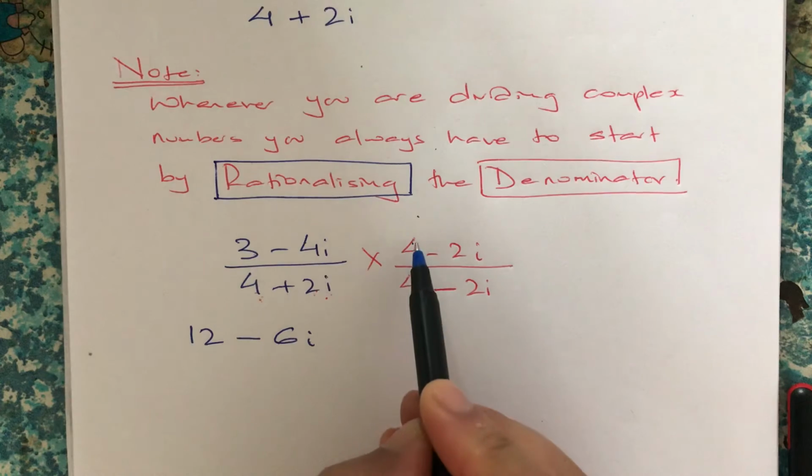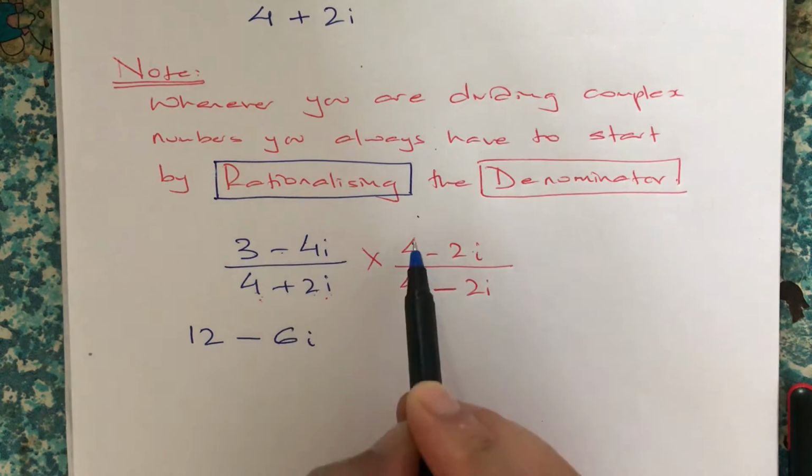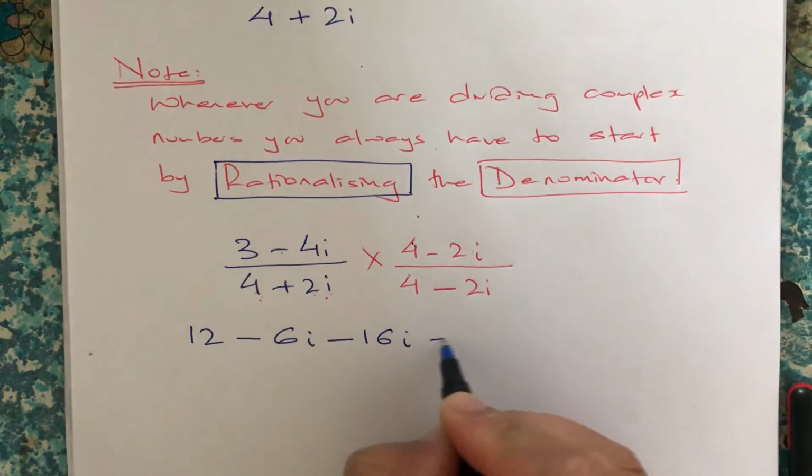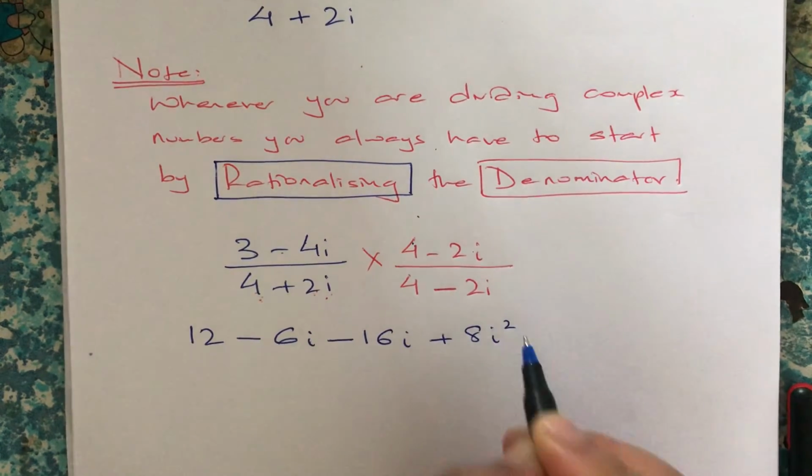now this 4i will multiply these two also, but the signs first: minus into plus is a minus. 4 times 4 is a 16i. Minus into minus is again a plus. 4 times 2 is 8, and I get an i squared.